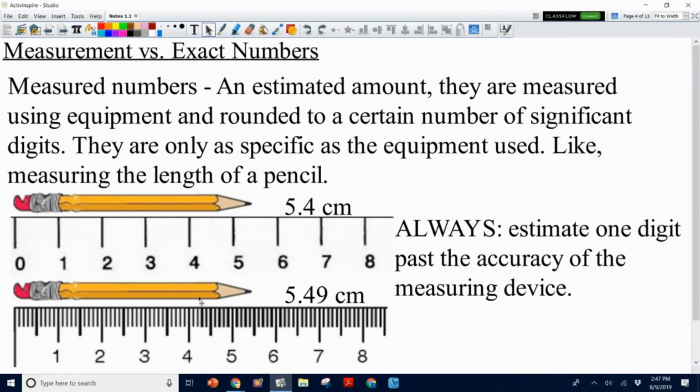Now let's look at the bottom ruler. Well, since the bottom ruler has hash marks in between the whole numbers, we see that the pencil goes to at least 5.4. Those are 2 certain digits that we know of, but it falls somewhere between this hash mark and this hash mark. So we're going to estimate that it's almost to this big heavy hash mark. So 5.4 is our certain digit, and then 9 would be our estimated digit. So again, always 1 estimated digit past the accuracy of the measuring device.